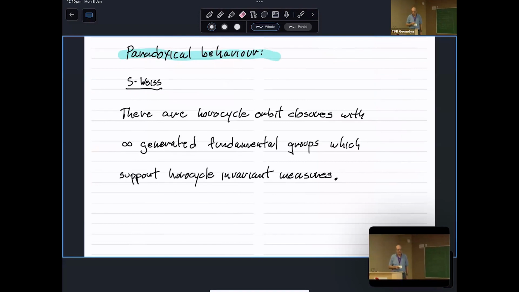More negative evidence: there's certain kinds of paradoxical behavior that happens in the world of strata, which doesn't happen in the homogeneous world. For example, again in genus 2, there are horocycle orbit closures with infinitely generated fundamental groups, which support horocycle invariant measures. In this case, these examples are manifolds with boundary. So it's not radically different, it's somewhat close to a manifold. It's a manifold with boundary, but it's not a variety because it has infinitely generated fundamental group. So it's different from the Ratner setting.